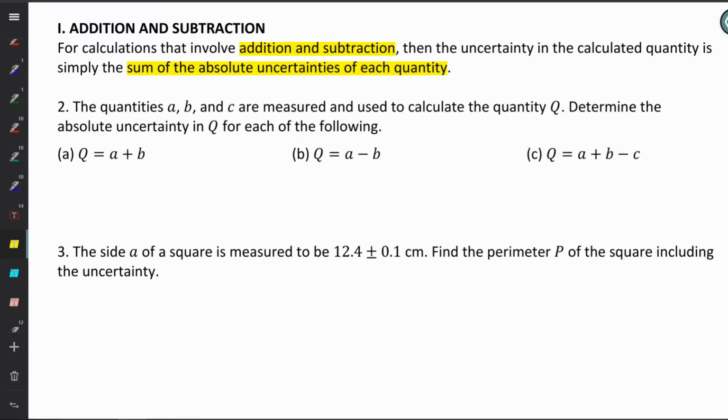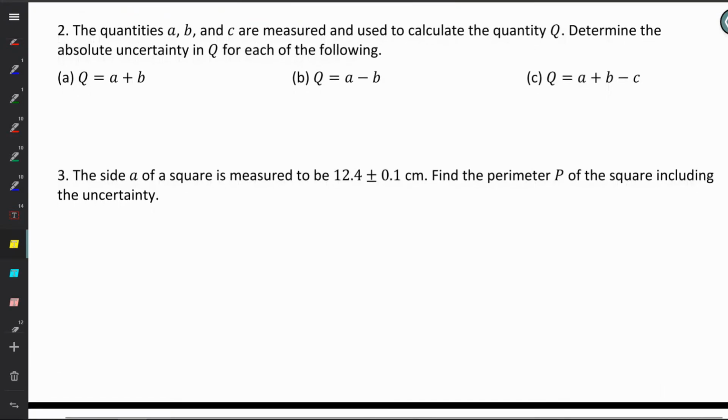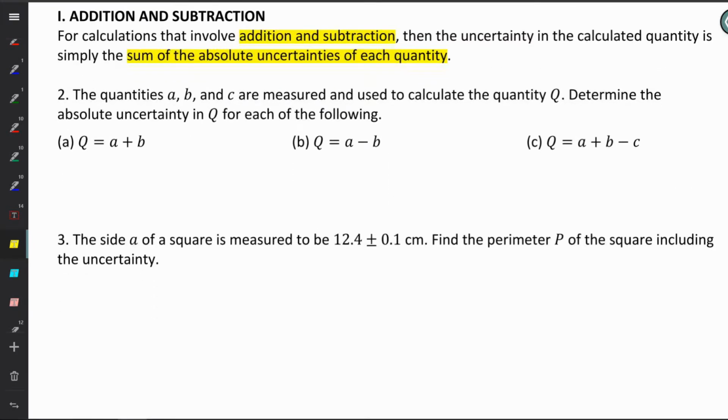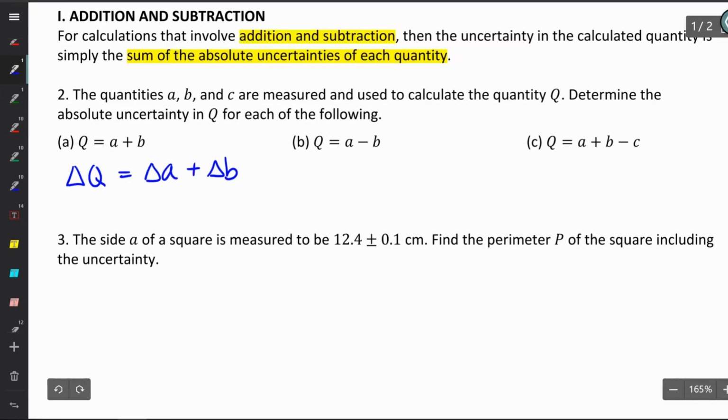Let's look at question 2. The quantities A, B, and C are measured and used to calculate the quantity capital Q. Determine the absolute uncertainty in capital Q for each of the following. First question is Q equals A plus B. Well, it told us in the definitions up here that if you want to find the uncertainty in Q, that's delta Q, then all you have to do is take the absolute uncertainty in A plus the absolute uncertainty in B. If it's minus, then the uncertainty in Q will be the absolute error in A plus the absolute error in B. Yes, it's plus.